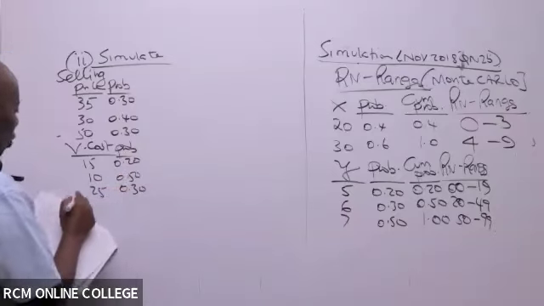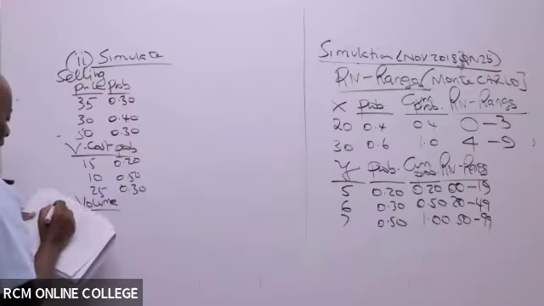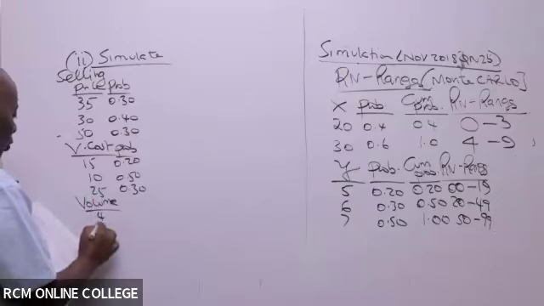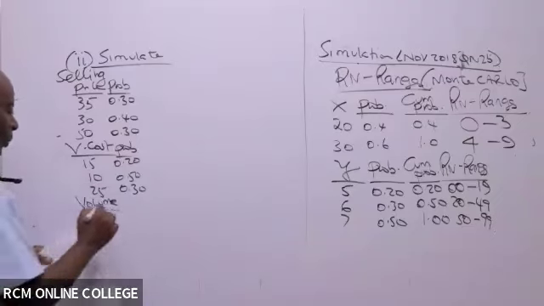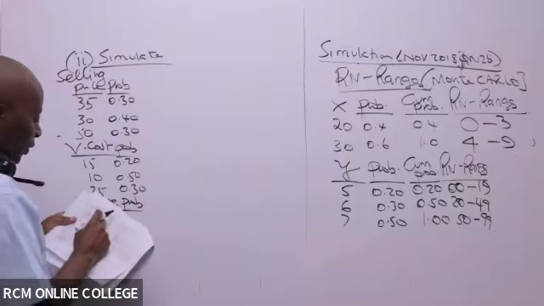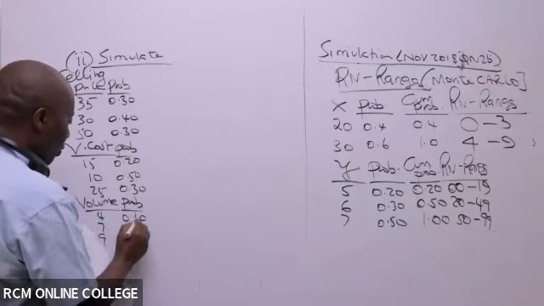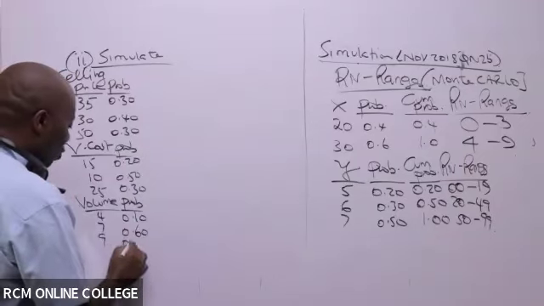After that, we have volume. That volume is not supposed to be in shillings. That was a mistake. Volume, of course, is in units. So we have 4, 7, and 9 with these probabilities: 0.10, 0.60, and lastly 0.30.